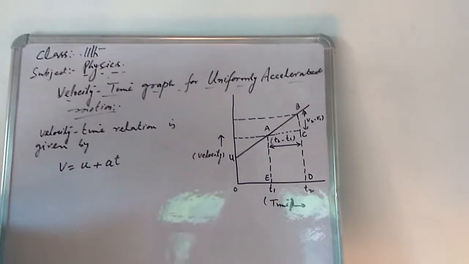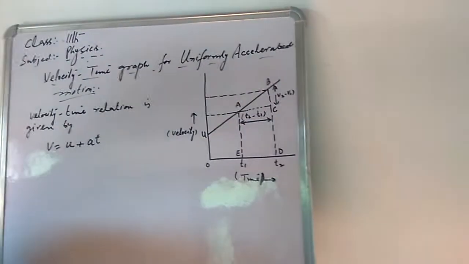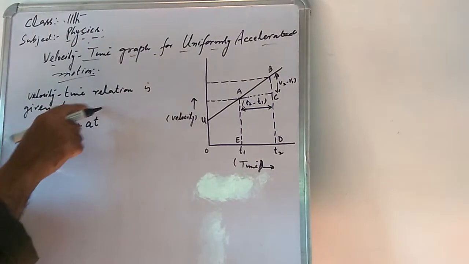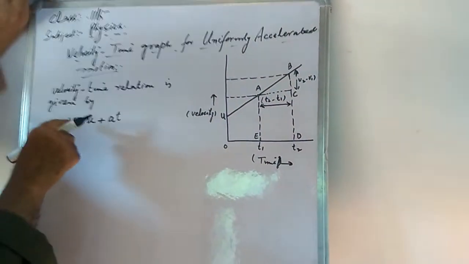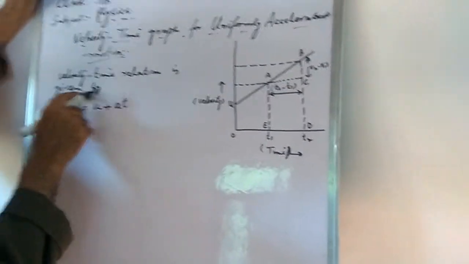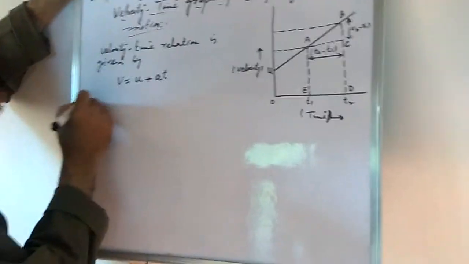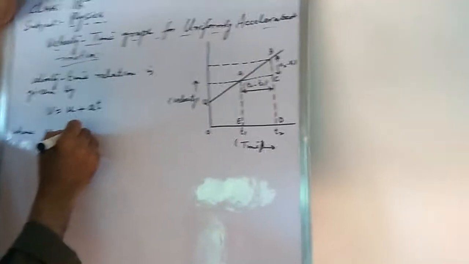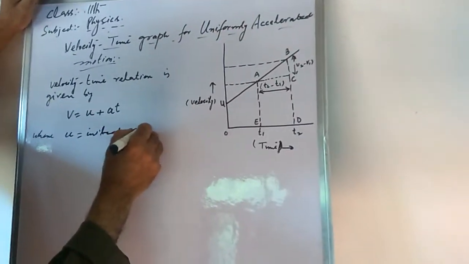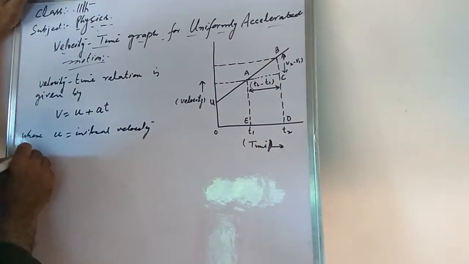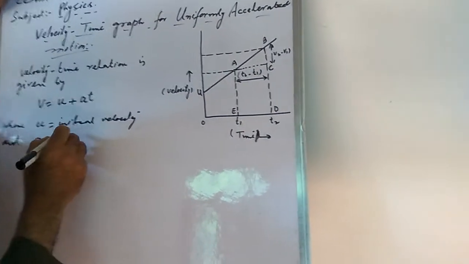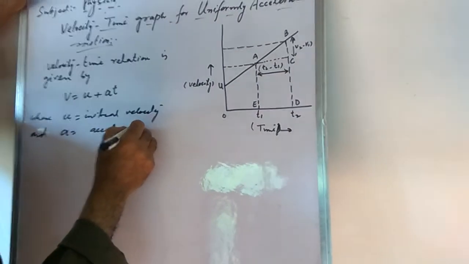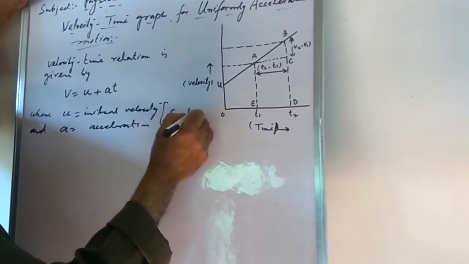First, the velocity time graph. The graph plotted between velocity and time for a body having uniformly accelerated motion is known as the velocity time graph. As we know, the velocity time relation, which we discussed in the previous lecture, is given by v is equal to u plus at, where u is the initial velocity and a is the acceleration. Both are constant.